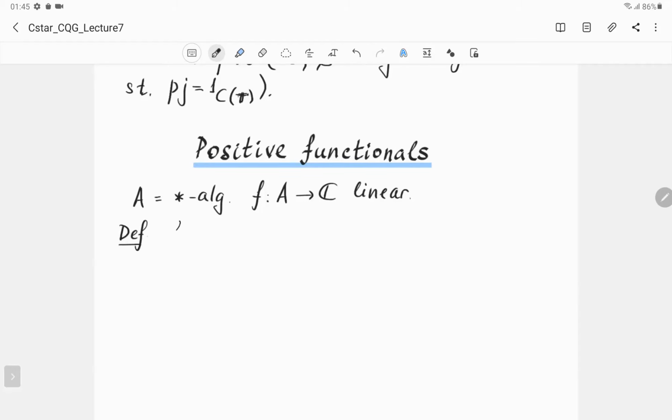We say that F is positive and write the following symbol, if F of A star A is greater than or equal to 0 for each element A in our algebra.